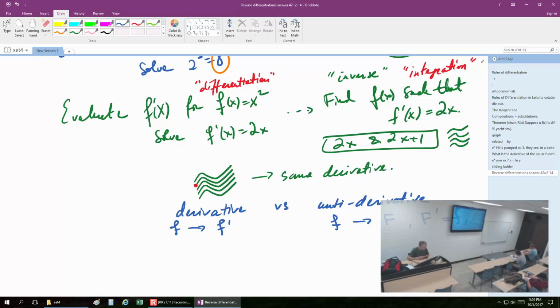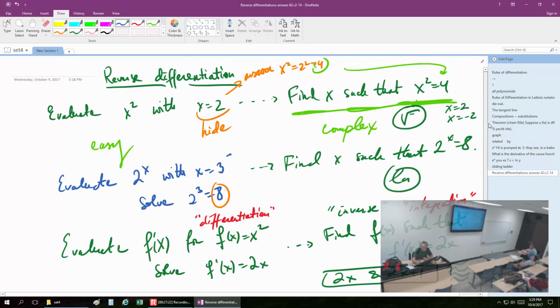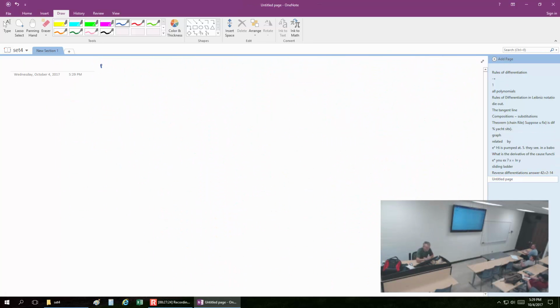So the starting point is to create a table, which we need anyway. We'll create a table of derivatives first.